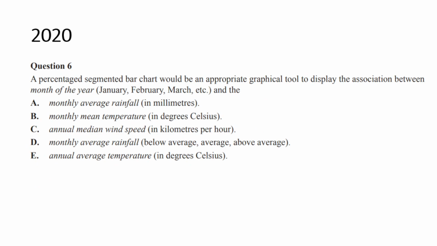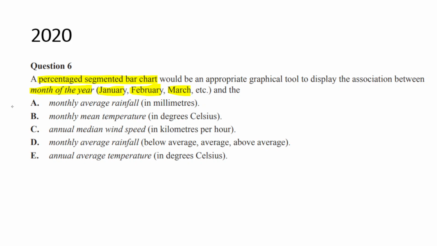Okay, so let's have a look at question 6 from last year's exam. A percentaged segmented bar chart would be an appropriate graphical tool to display the association between month of the year, Jan, Feb, March, etc., and what? Well, if we recall, a percentage segmented bar chart has two categorical variables.